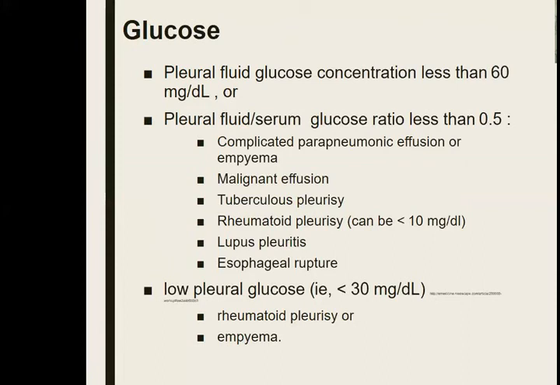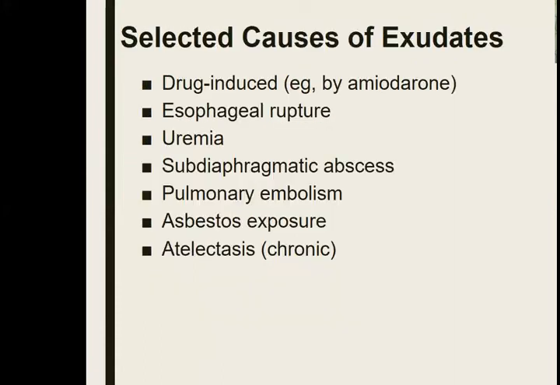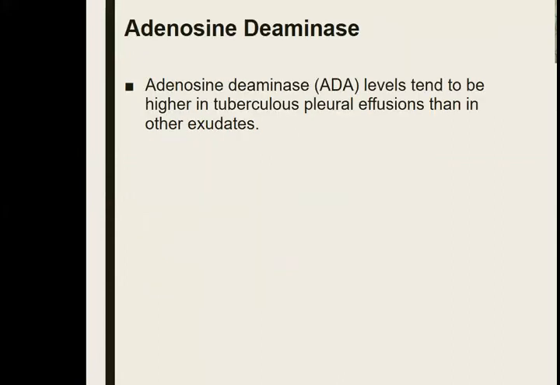Similarly, non-infective causes of low pleural glucose are empyema and malignant effusions. Certain drugs can also cause exudative effusion, as can esophageal rupture, uremia, subdiaphragmatic abscesses, and pulmonary embolism. These are rare causes of lymphocytic exudative effusion.